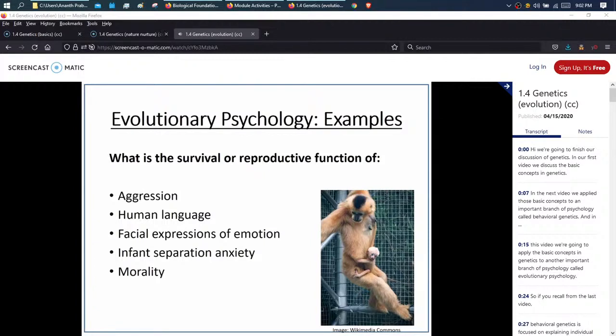What is the survival or reproductive function of language, of facial expressions of emotion, of infant separation anxiety, or of morality? So it's not just aggression, but also the good stuff, the pro-social stuff. What is the survival or reproductive function of these?